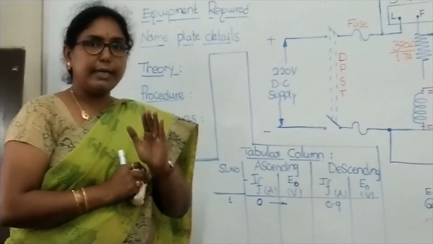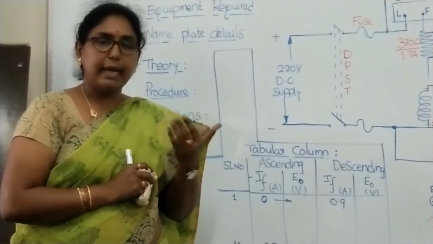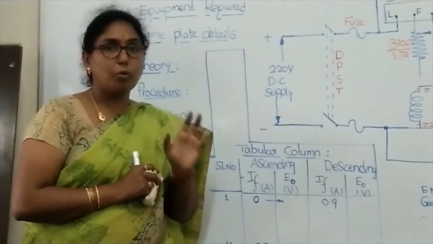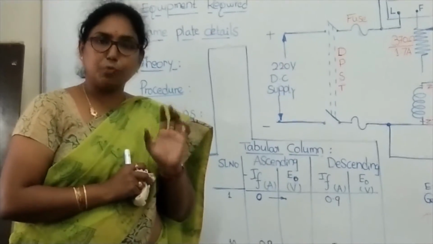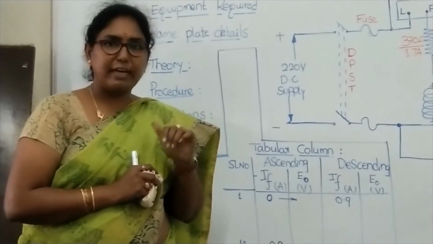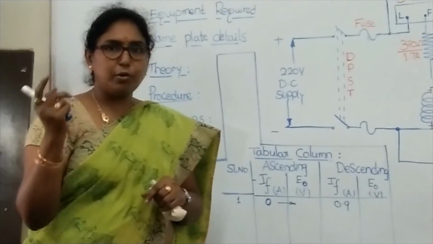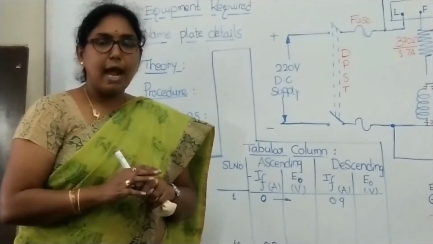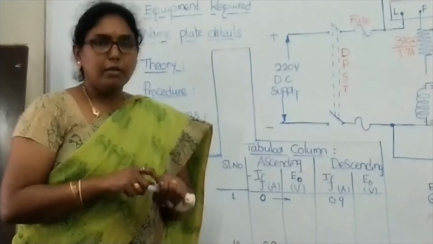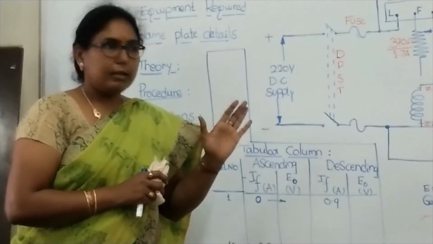The nameplate details given on the machines include voltage, current, speed and output. For the motor, the voltage is 220 volts, the output is 5 HP, and the rated speed is 1500 RPM. Coming to the generator, the voltage is 220 volts, the current is 13 amperes, the output is 5 kilowatt, and the rated speed is 1500 RPM. Now I would like to explain the circuit diagram for the experiment.